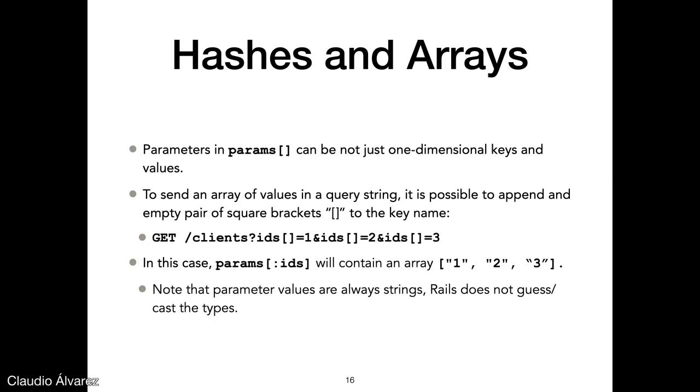So parameters in params can be arrays, and one way of trying this is to pass parameters to your controller action through the URL. When you have a controller action that responds to the GET HTTP method, you can pass the parameters in the URL, right? The only case, I'll make a remark here, in which you can pass parameters to your controller action in the URL is when you use the GET method, okay?